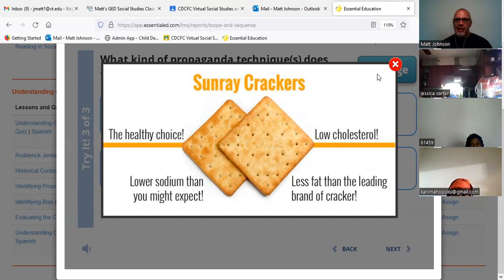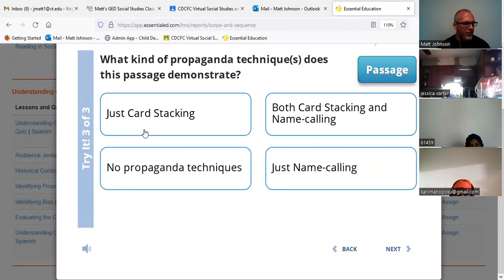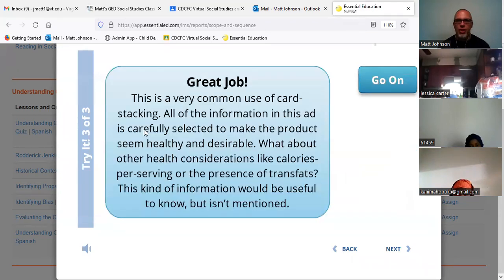The healthy choice, right there, that's subjective. How do you quantify that, right? What metric means it's healthy? So those are things that you can kind of investigate. But yeah, so basically what they're saying here is card stacking. Great job. Cherry picking the information.